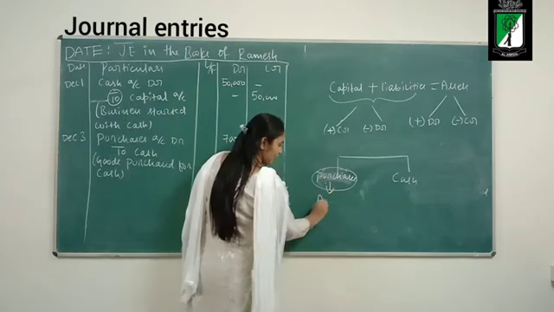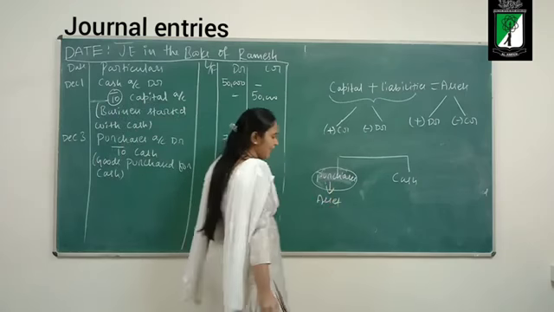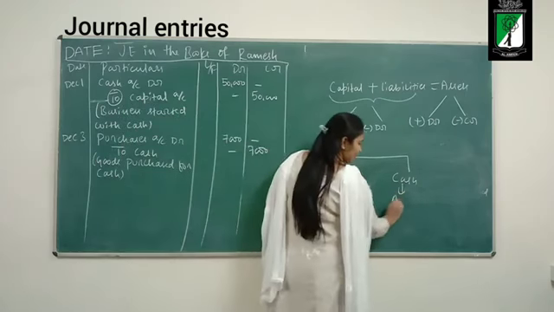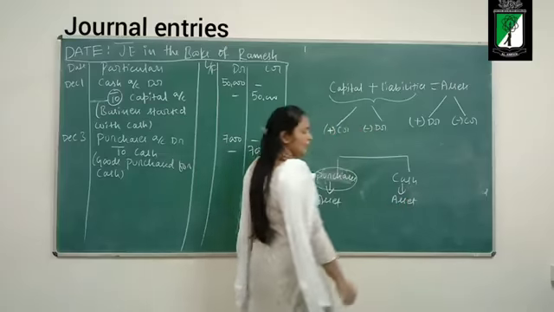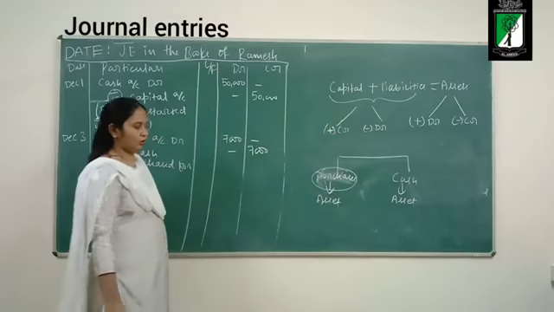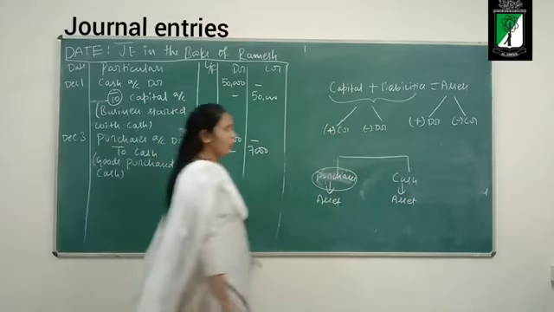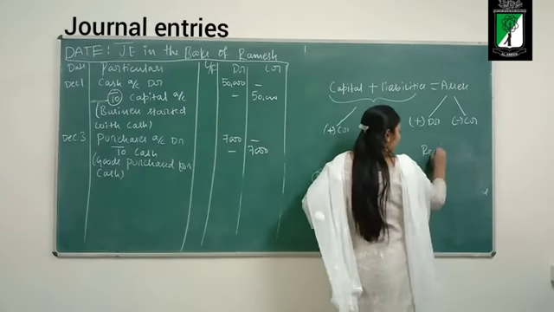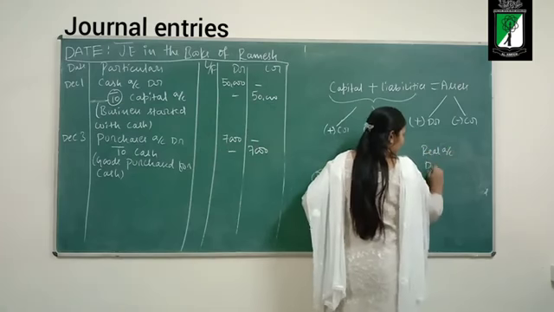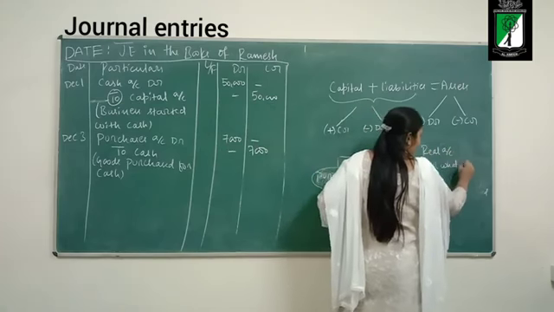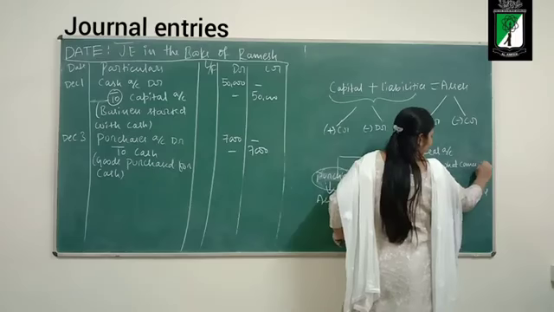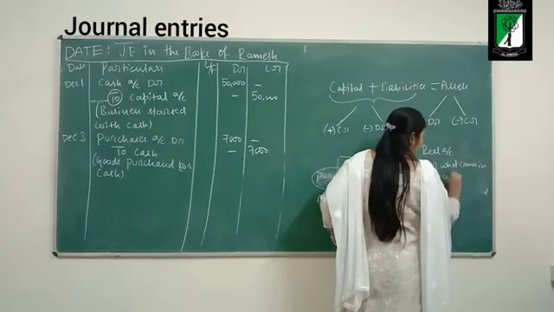So goods are assets. Goods are what? Asset. Cash is also an asset. Which account rule? Real account rule. What does the real account rule tell? Debit what comes in, credit what goes out.